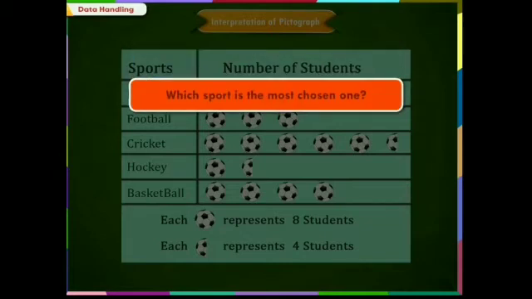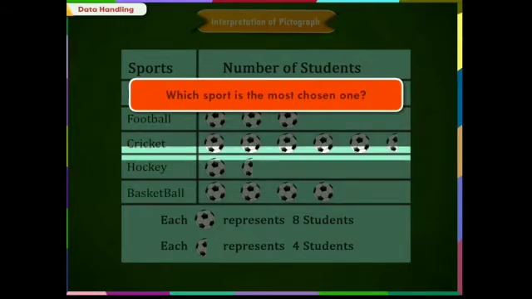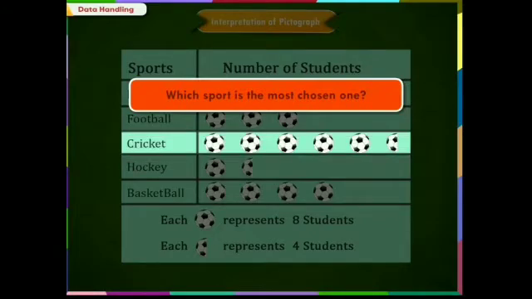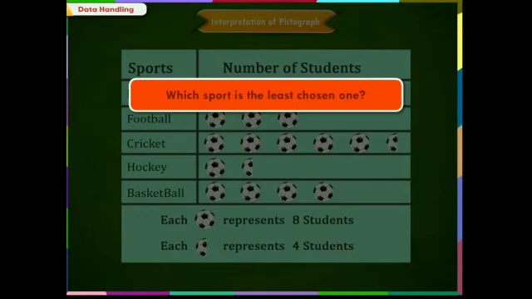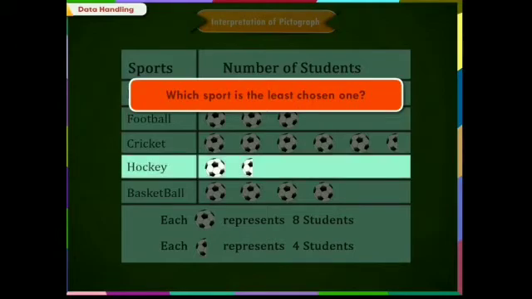Which sport is the most chosen one? From the pictograph, it is clear that cricket is the most liked sport. Which sport is the least chosen one? Again, just by looking at the pictograph, it is clear that hockey is the least chosen sport.